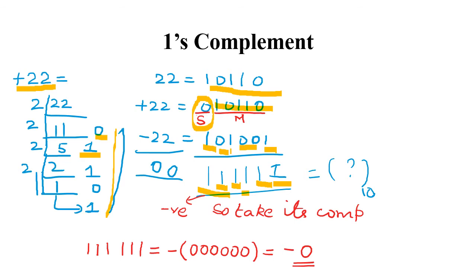Now the first bit is 1. This indicates the number is negative. So we have to take its ones complement, that is, replace each bit by its complement, with a minus sign in front of it. So that makes it minus and 6 zeros. So that is minus 0. But there is no such thing as minus 0. So even 1's complement has a drawback that it gives the result as minus 0.